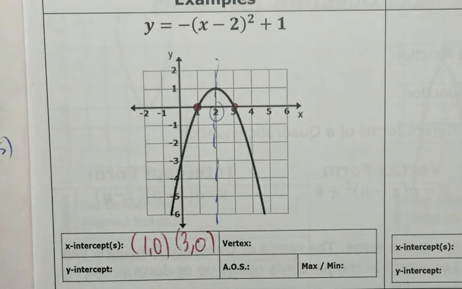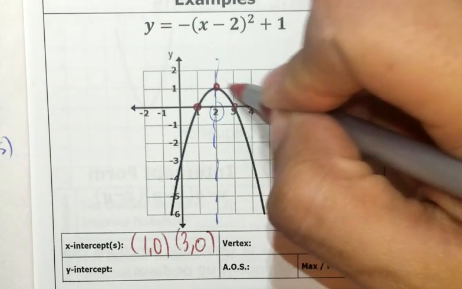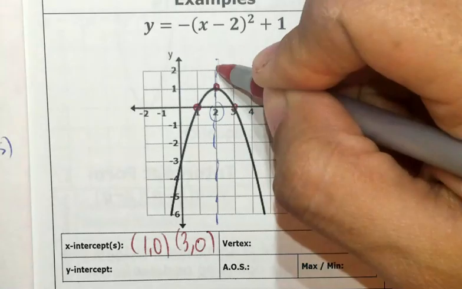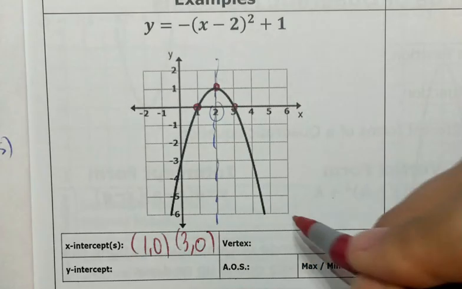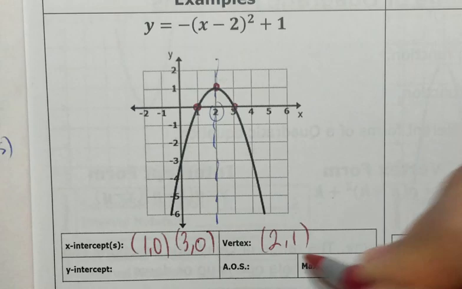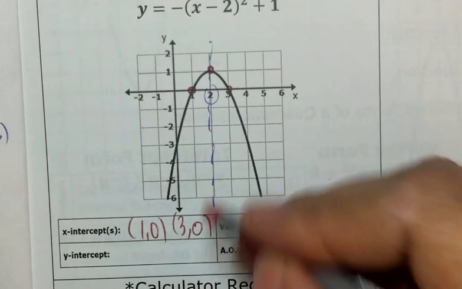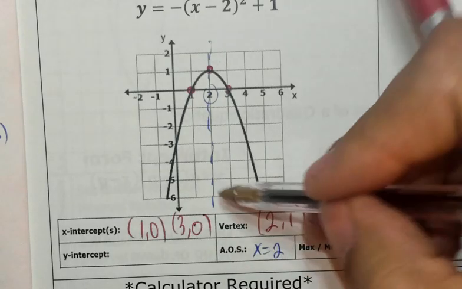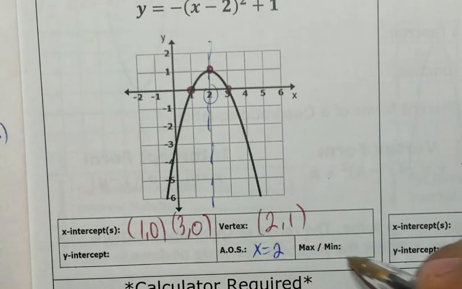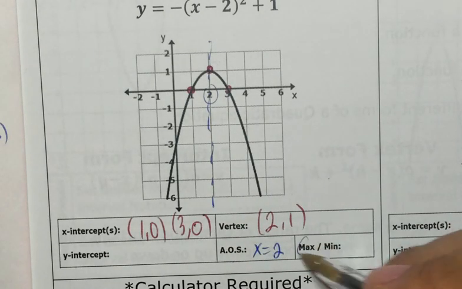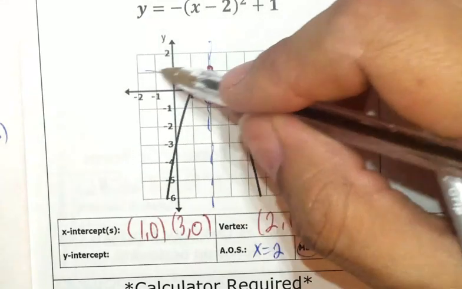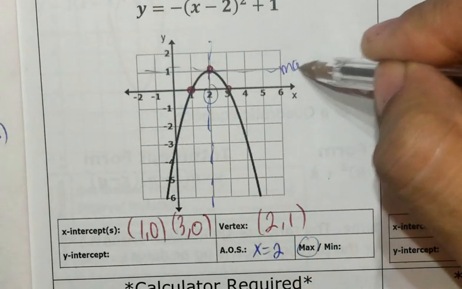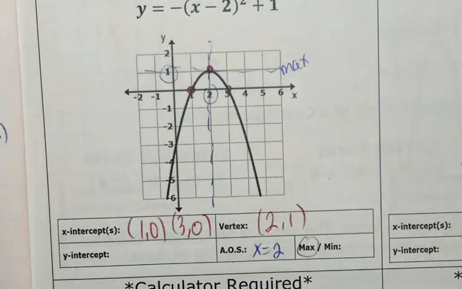And then again, that vertex is created with the axis of symmetry. So the vertex in this case will be 2 comma 1. And the axis of symmetry is at x equals 2. So that's where it's crossing. We have a maximum in this graph because that's the highest that the graph goes, and that's at number 1.